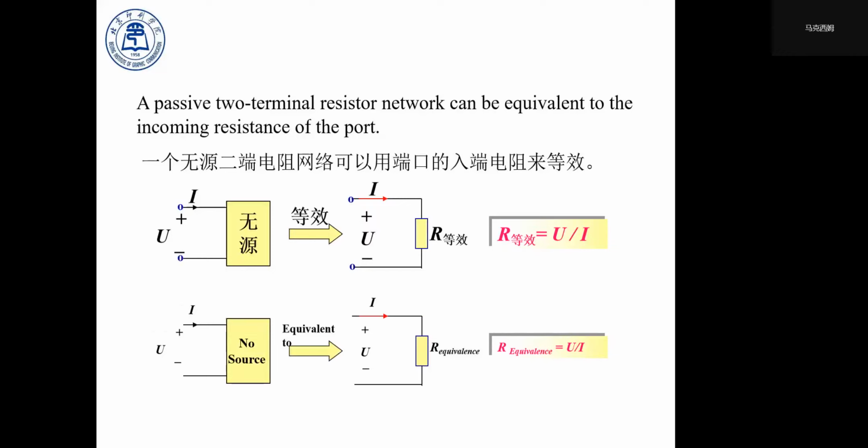How to calculate that? If you want to calculate the resistance, the only thing you have to worry about is the voltage and the current. Once you know the value or expression of the current and the voltage, you can calculate the equivalent resistance.